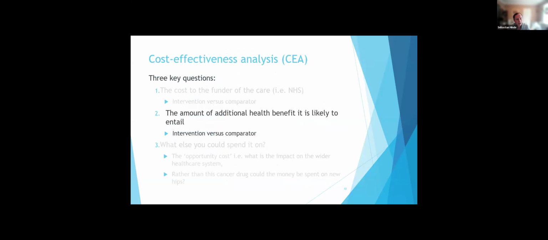So then the second element, the amount of additional health benefit that it's likely to entail, this is where it starts to get a bit more complicated. So again, this idea of how do we value health in ways that we can compare. We're not necessarily wanting to put a monetary value on health, but just put a number on it so that we can compare someone's health today with someone's health tomorrow.